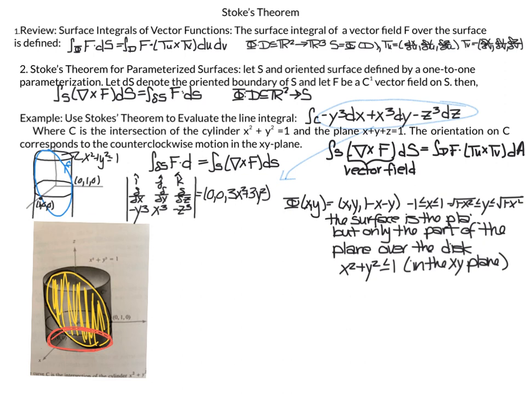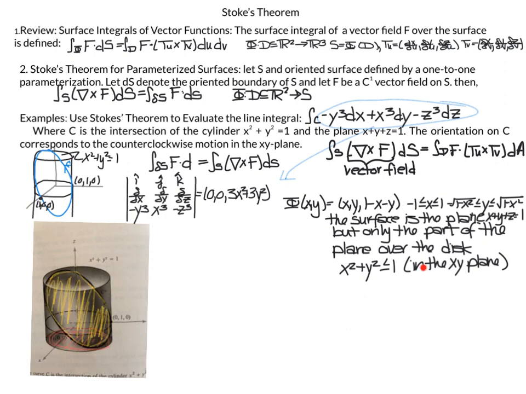So again, it's this oval, but the oval is just the part of the plane that happens to be over the cylinder's base. And actually, it's not just the circle, it's over the whole disk, so I should fill it all in.